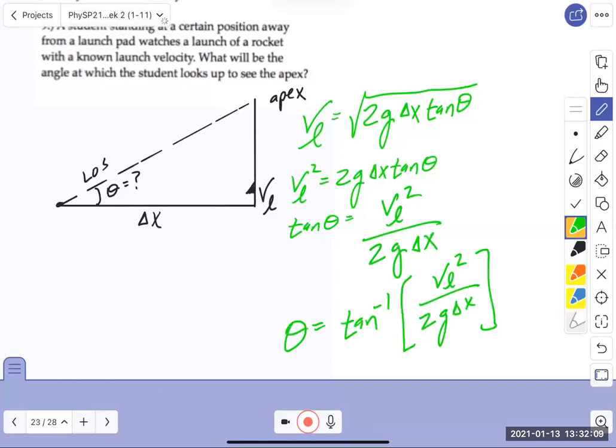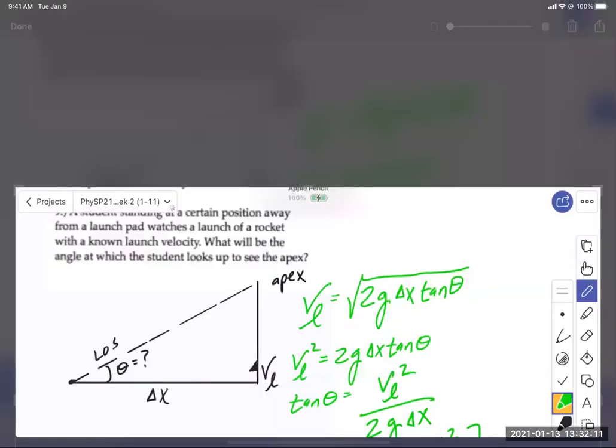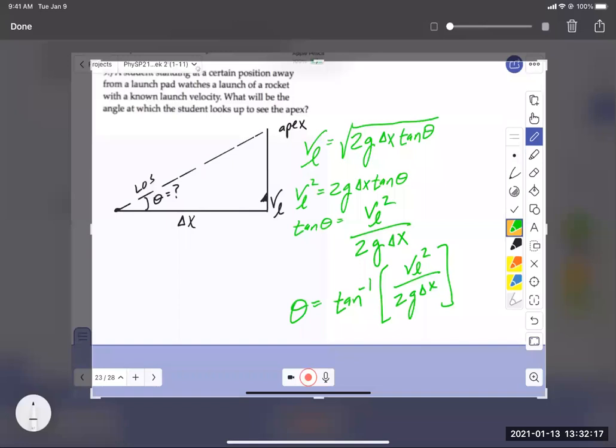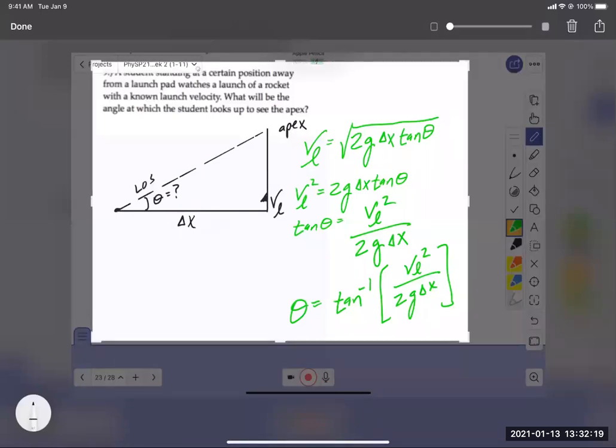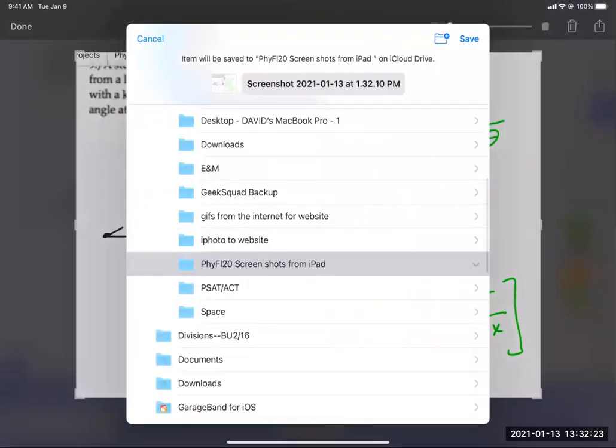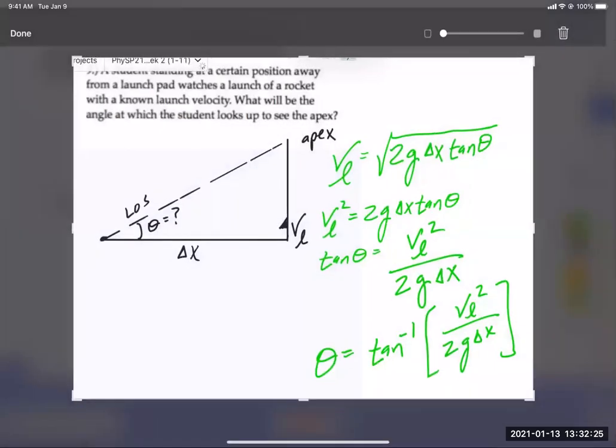And I'm going to take a picture of that. This will all go in the detail key. Save to files. Save. All right, now let's look at number 10.